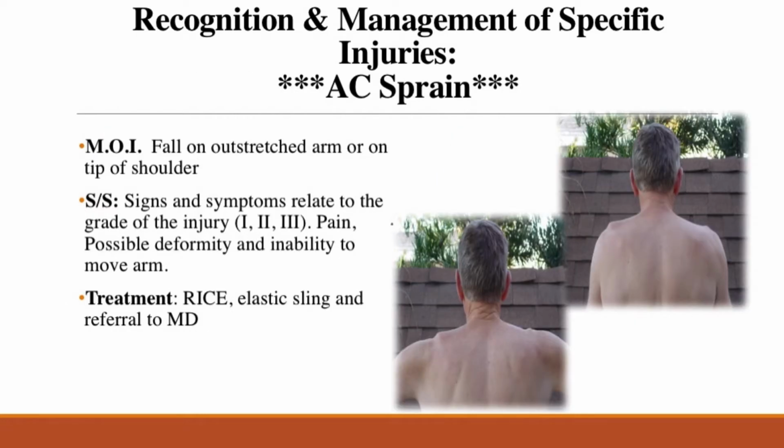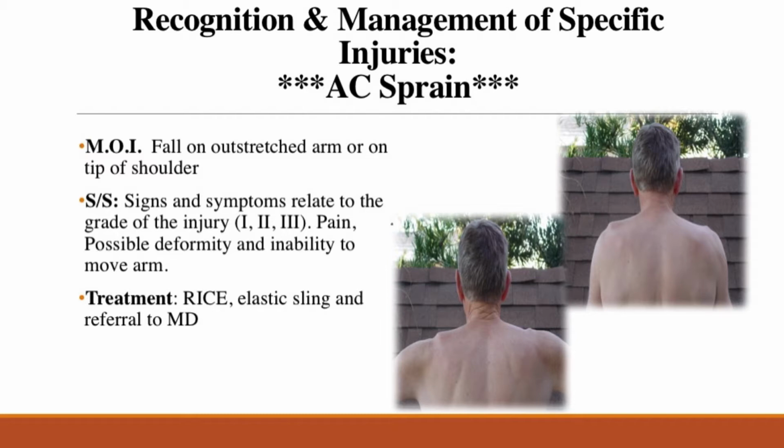The acromioclavicular joint is susceptible to injuries in sport and is damaged from the athlete falling directly on the top of the shoulder or on an outstretched arm. The signs and symptoms relate to the grade of the injury. There's usually point tenderness and pain for all degrees. However, deformity is only evident for second and third degree sprains.